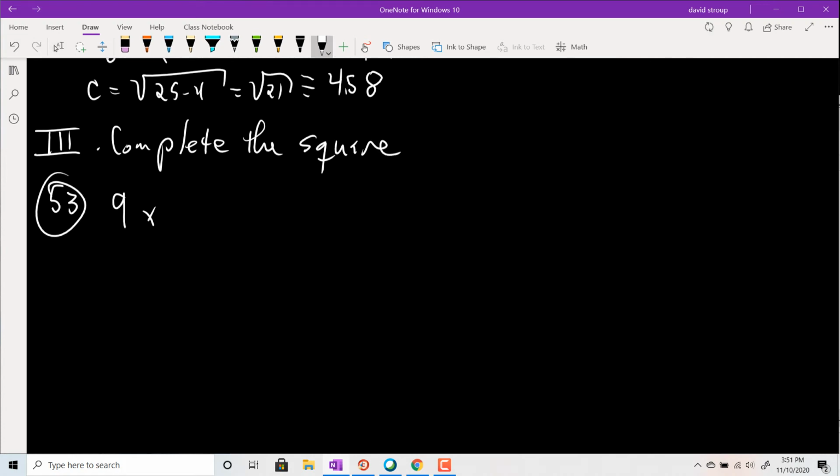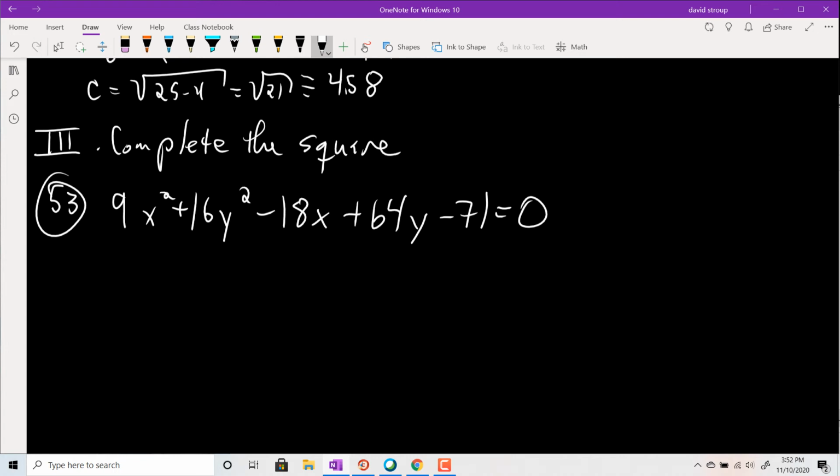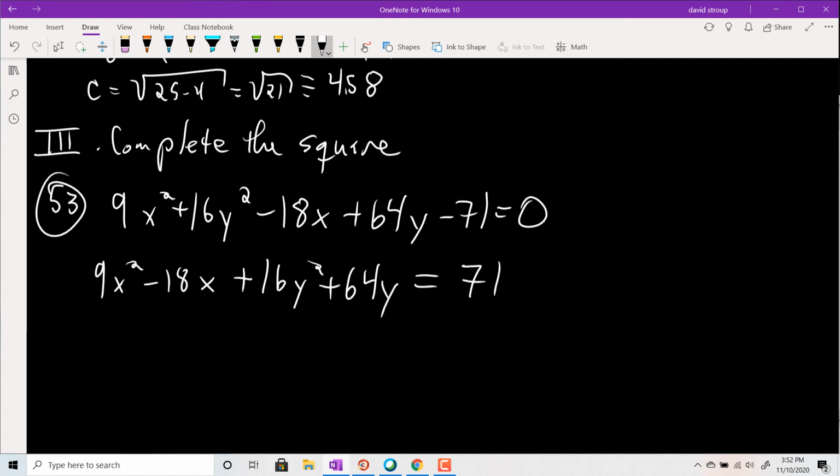So I have 9x squared plus 16y squared minus 18x plus 64y minus 71 equals 0. Okay, so what do I do? I'm going to collect the x stuff together. 9x squared minus 18x. Collect the y stuff together. Plus 16y squared plus 64y. And push everything else to the other side. Next, I need to make sure I have a 1 leading coefficient. In other words, I have to factor out a 9 from those first two terms. So x squared minus 2x, and I'm going to be completing the square, so I'm going to put plus blank.